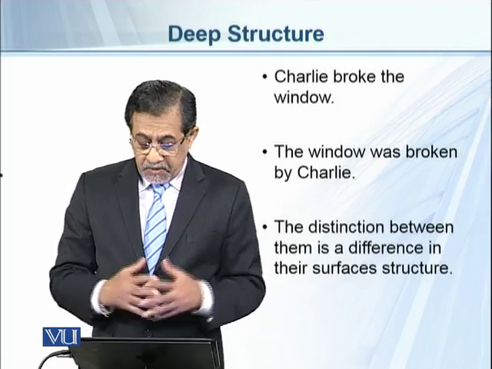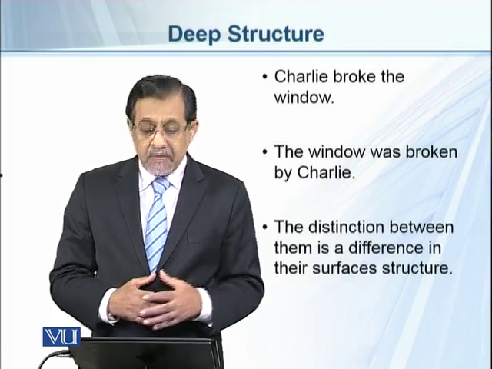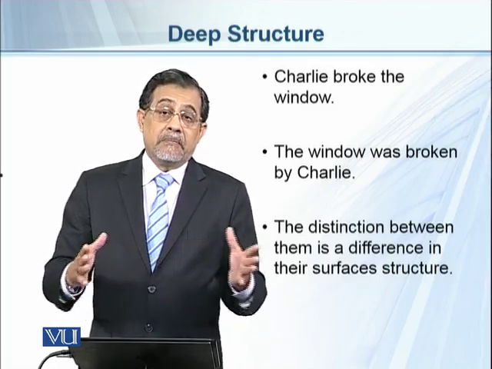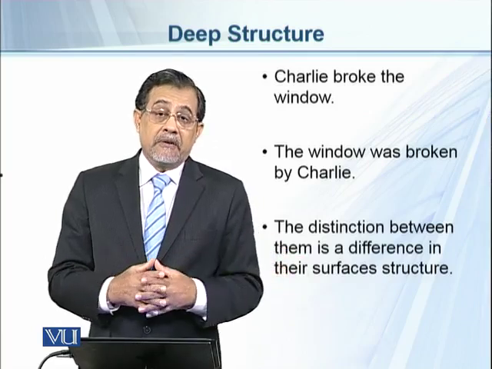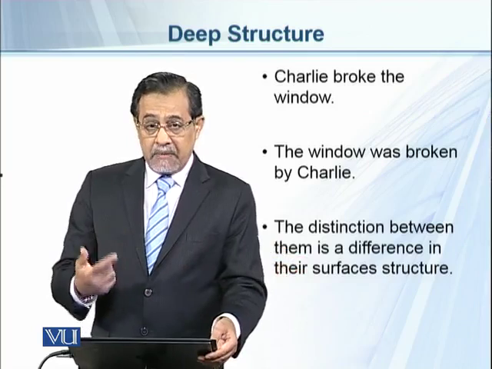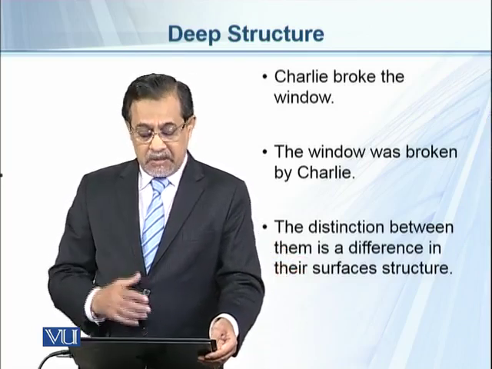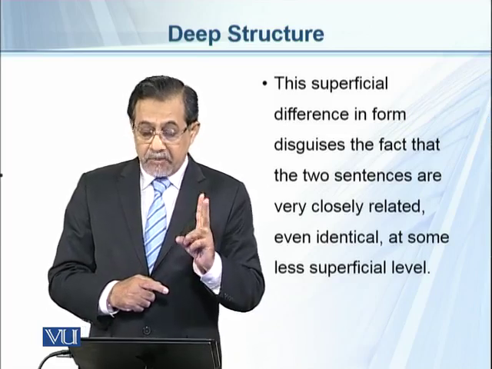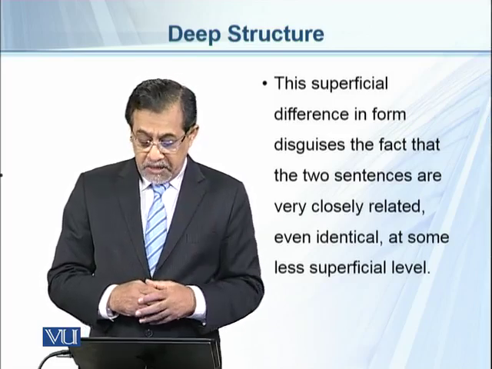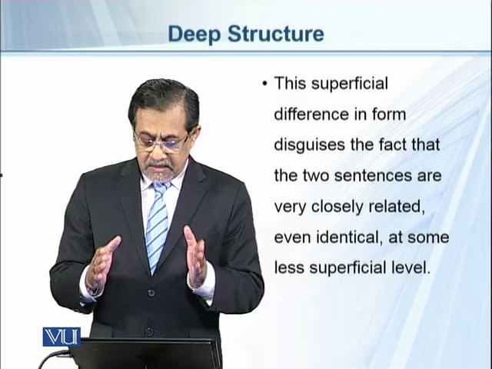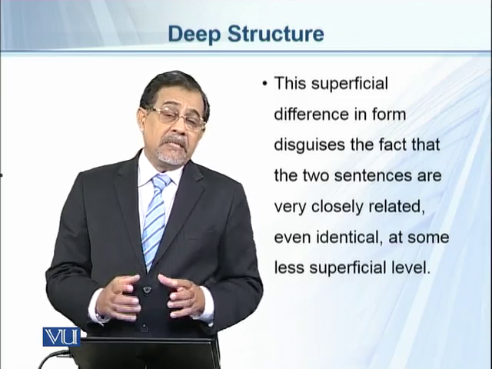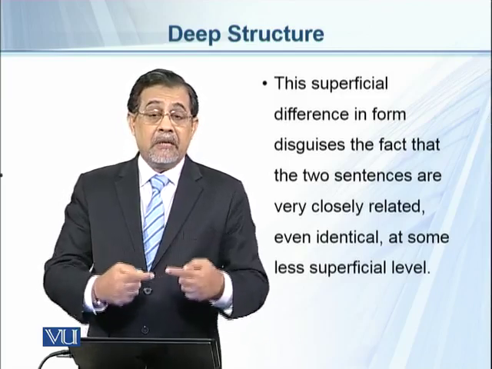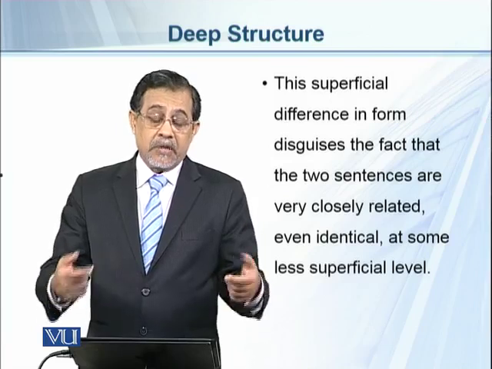So the distinction between them is a difference in their surface structure, not in their semantic structure, but in their surface structure. They are active and passive sentences, but the meaning is almost the same. So this superficial difference in form disguises the fact that two sentences are very closely related, even identical at some less superficial level, or we can say at the deep level, right? The other sentence is generated from the same simple active structure.